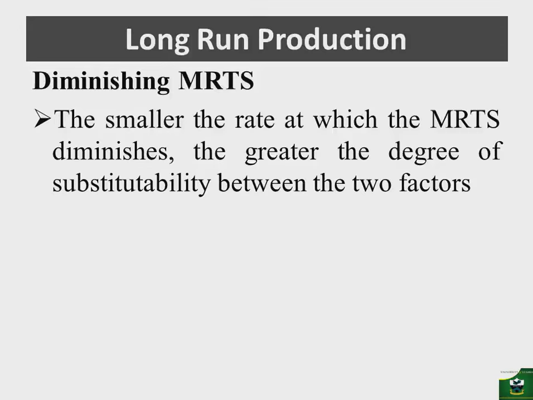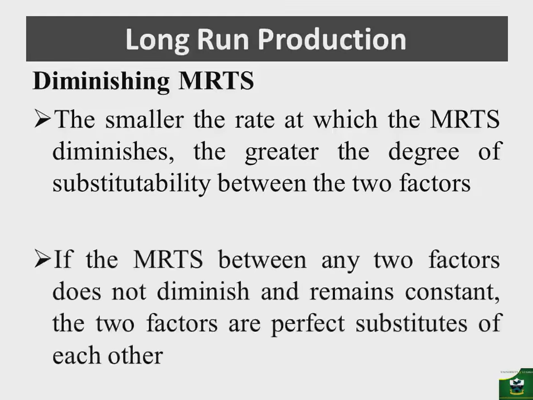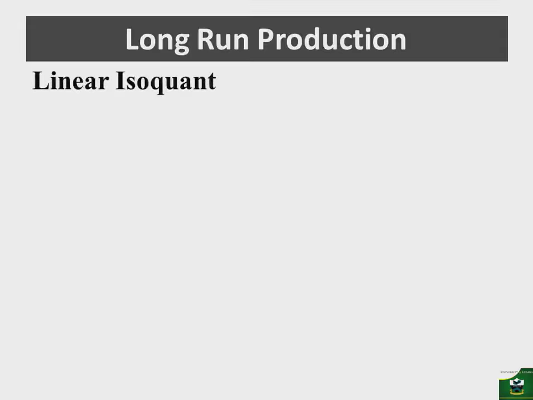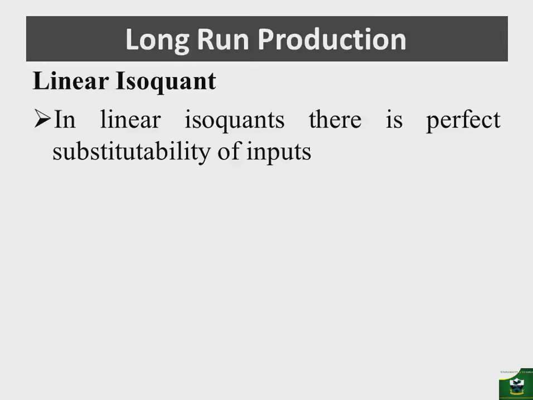The smaller the rate at which the marginal rate of technical substitution diminishes, the greater the degree of substitutability between the two factors. Okay, so if the marginal rate of substitution between any two factors does not diminish and remains constant, the two factors are said to be perfect substitutes of each other. And if there is no substitutability at all, it means the two commodities are complements. Let's begin by looking at the perfect substitutes, which are displayed by linear isoquants.